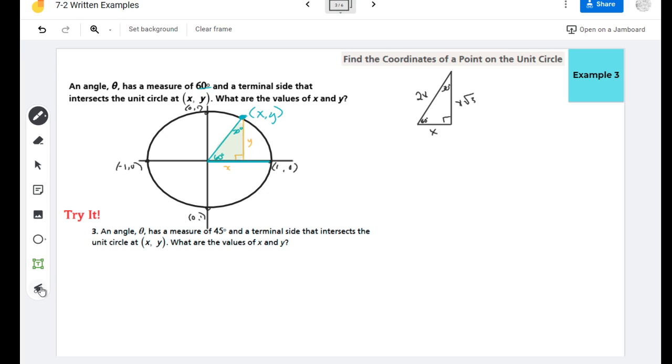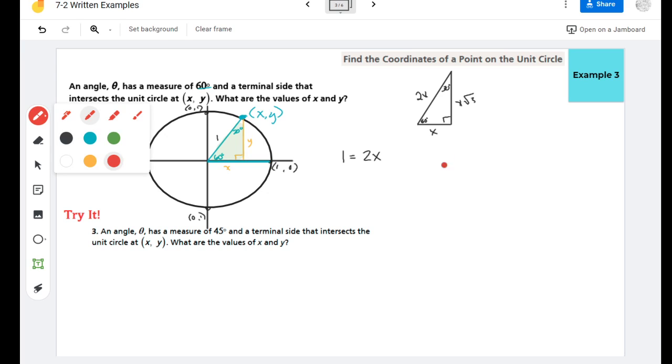And so because this special triangle is sitting inside of the unit circle, you know that the radius of this circle is 1. That's what we mean by unit. And so the hypotenuse of this triangle is 1. But it's also 2x according to our reference triangle. So if I set those two expressions equal to each other, the 1 from our unit circle and the 2x from our reference triangle, I can figure out the exact value of x and then the exact value of y using my ratios.